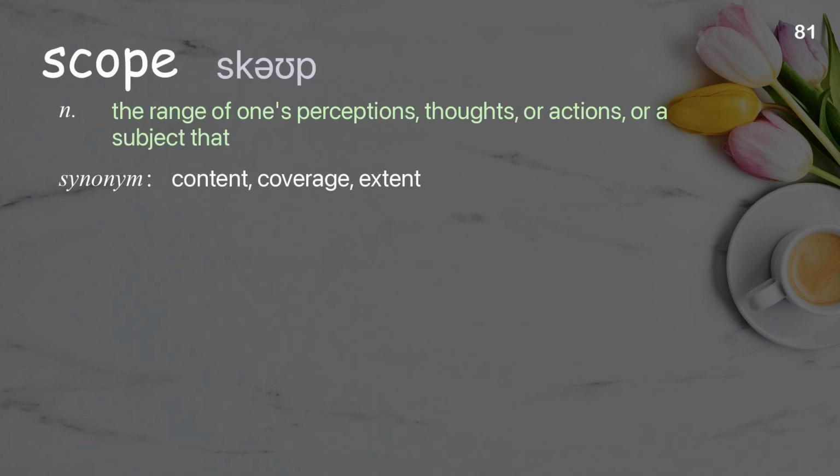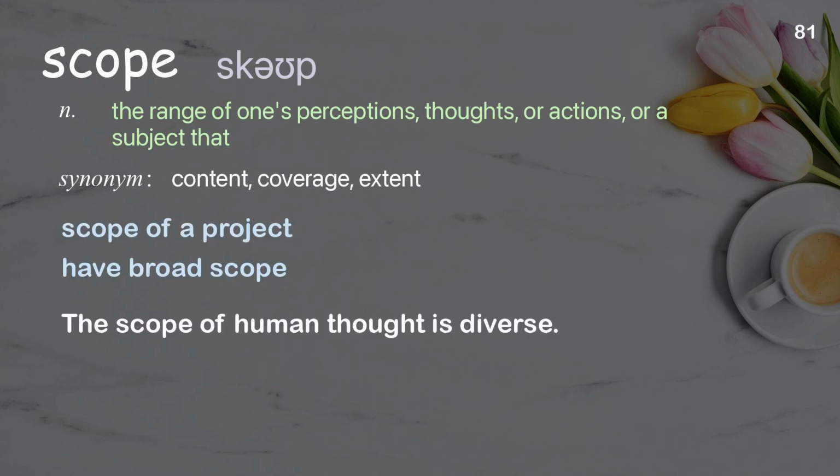Scope. The range of one's perceptions, thoughts, or actions, or a subject that. Examples: Scope of a project, have broad scope. The scope of human thought is diverse.